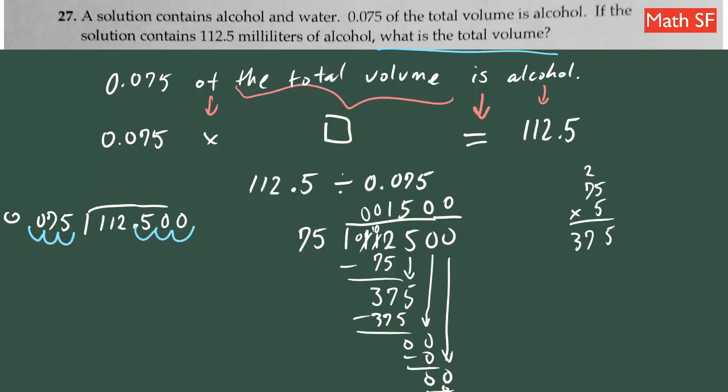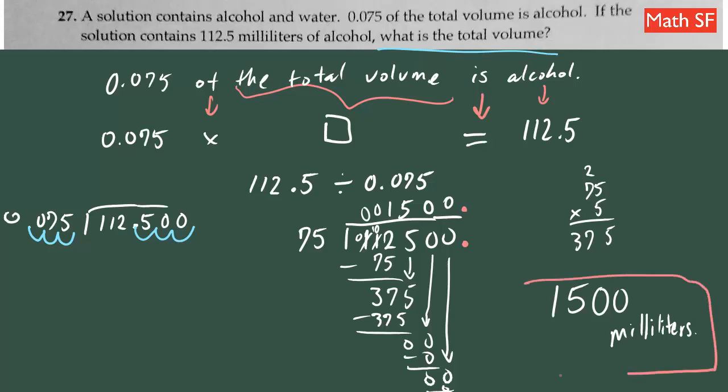Therefore we end up having 1500. Let's recall that there is a decimal point here, so we're done with the problem. So this will be 1500. 1500 what? Milliliters. That's our final answer.